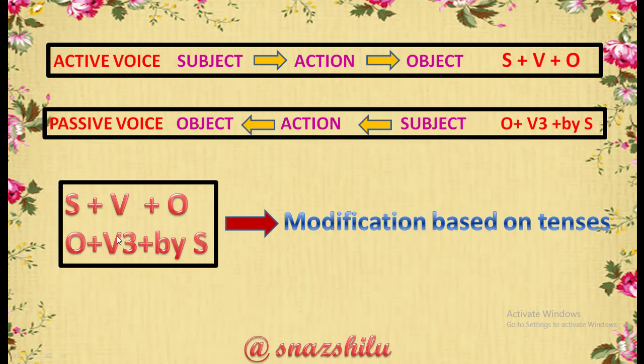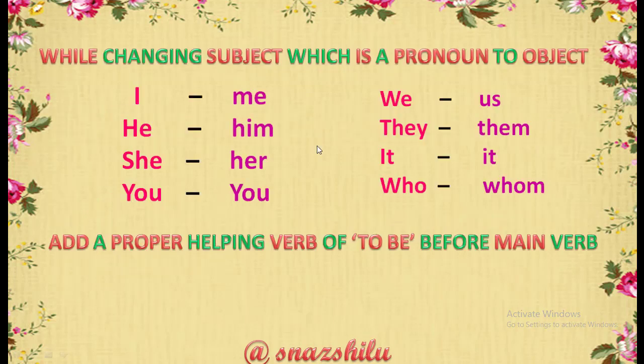So these are just a general structure of active voice and passive voice, and modification of the structure is based on tenses. Now students, there are two important things that need to be remembered here. Firstly, when replacing the subject with the object and the subject is a pronoun, then conversion will be like this. I will become me, he will become him, she will become her, you will be unchangeable, we will become us, they will become them, it will be unchangeable, and who will become whom.